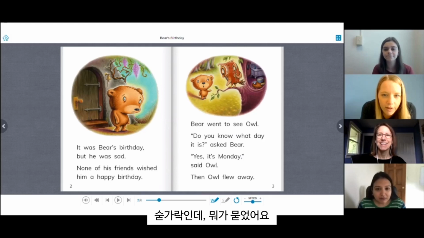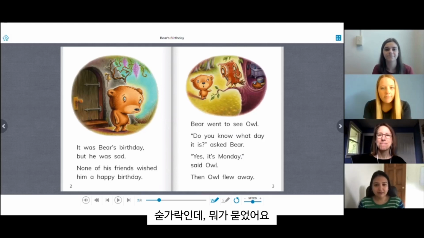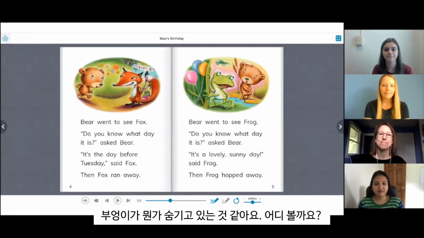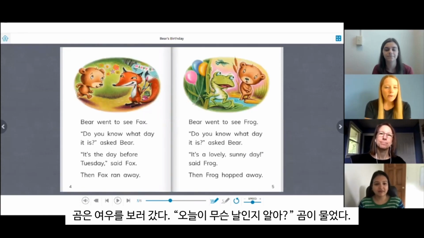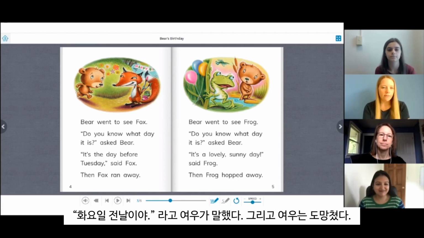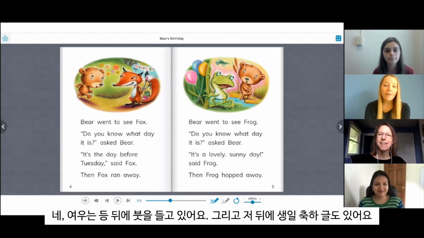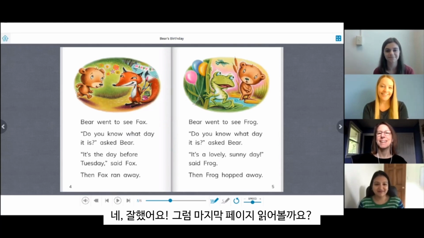A spoon with like something on it. I think Owl is hiding something. Let's see. Keep going, Molly. Bear went to see Fox. Do you know what day it is? Asked Bear. It's the day before Tuesday, said Fox. Then Fox ran away. Is Fox hiding something? Yeah, Fox has paintbrushes behind him and a happy birthday sign back there. Okay. All right, and then the last page, Molly.